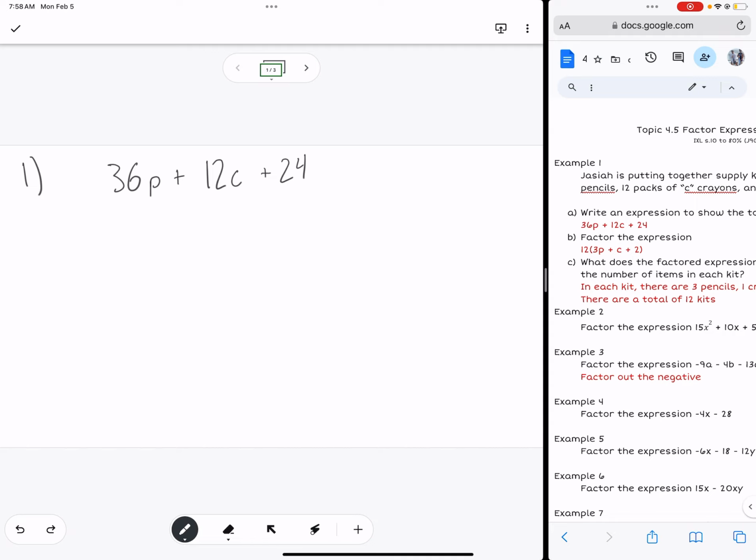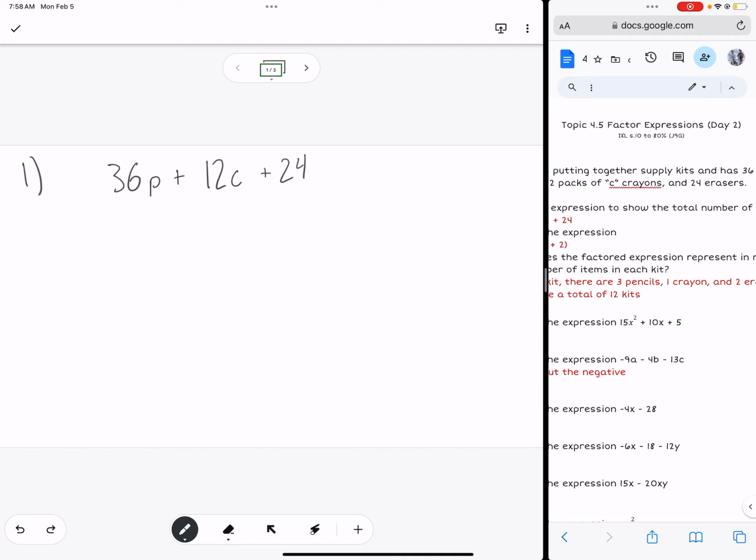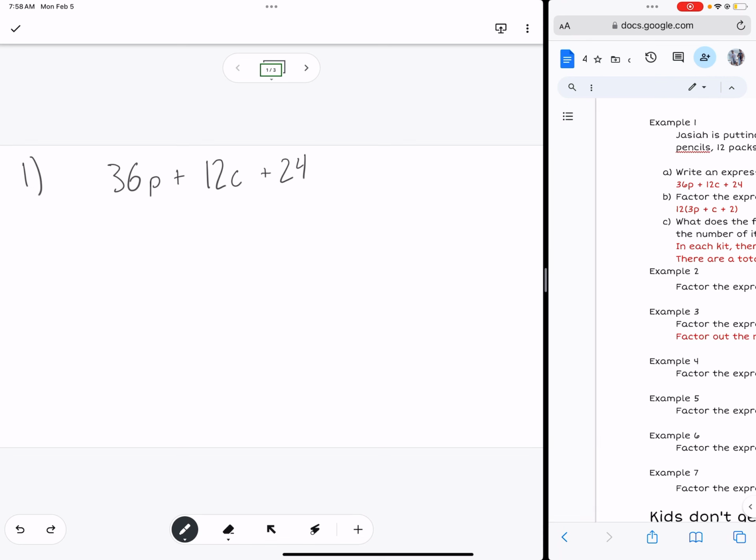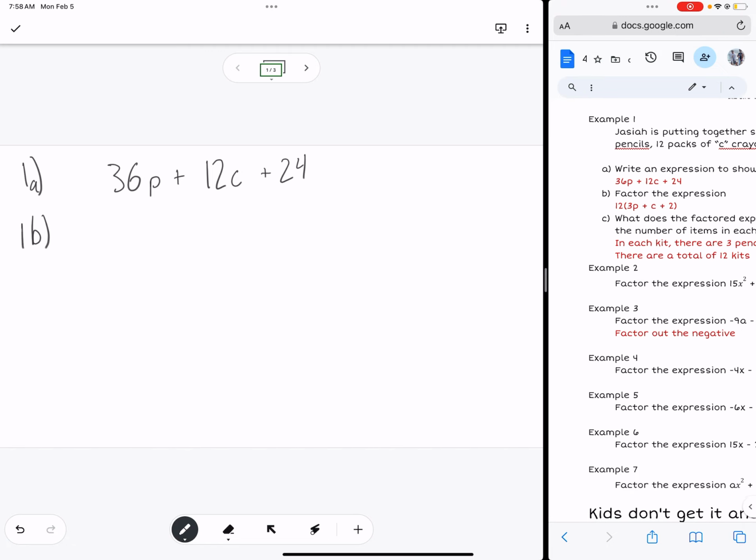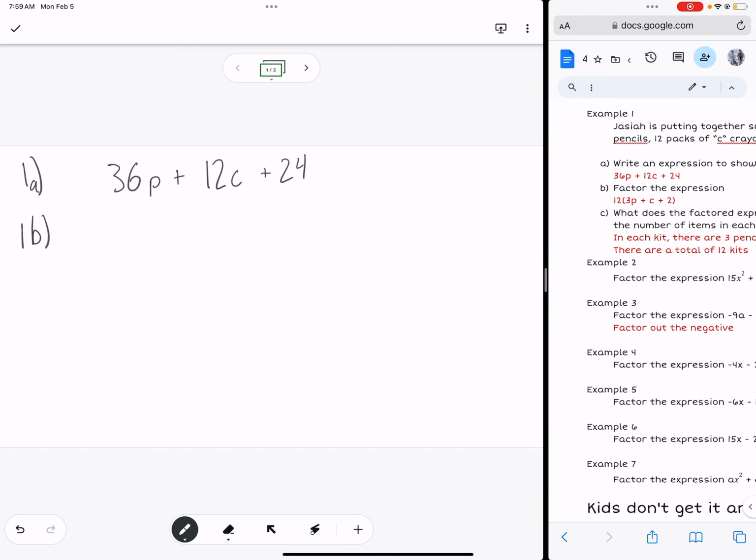We have our expression here. So letter A, write an expression to show the total number of everything. So that's going to be 1A, right? So we have our expression. 24 does not have a variable. 1B says factor the expression. So let's go, Josiah, factor it for me. Factor our expression.